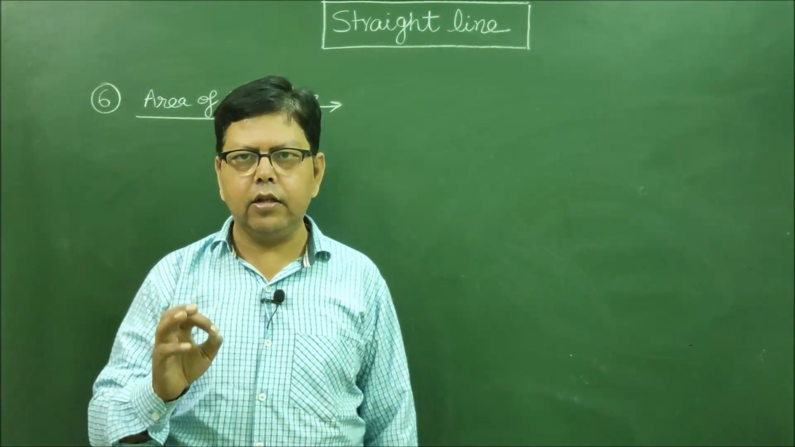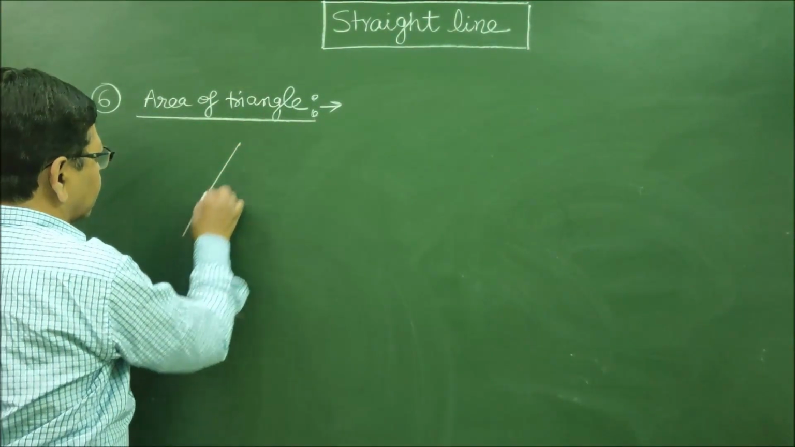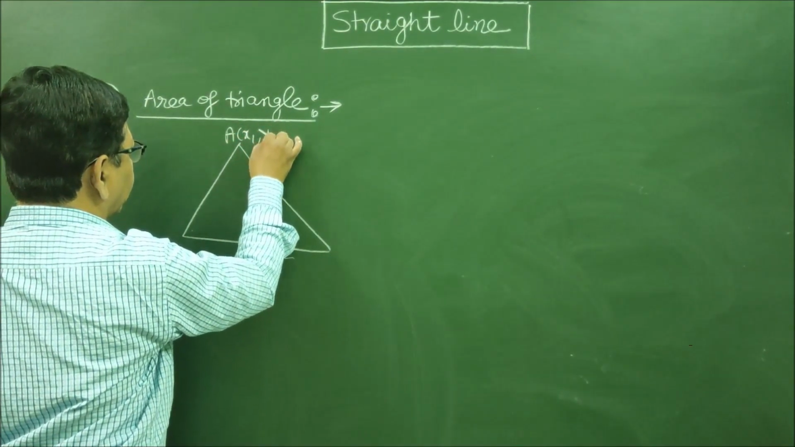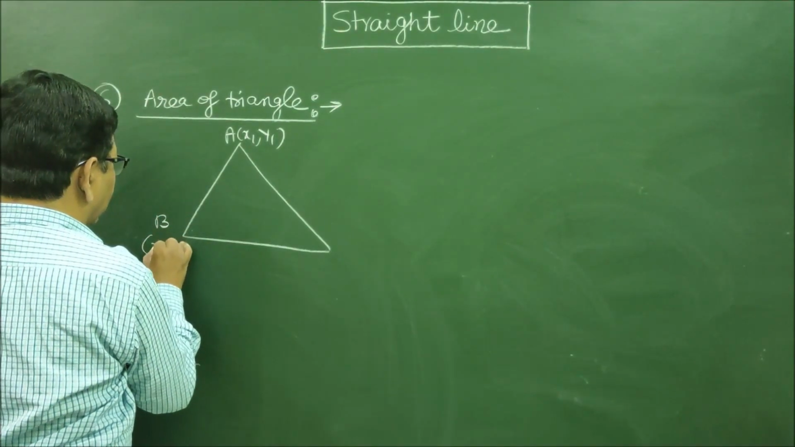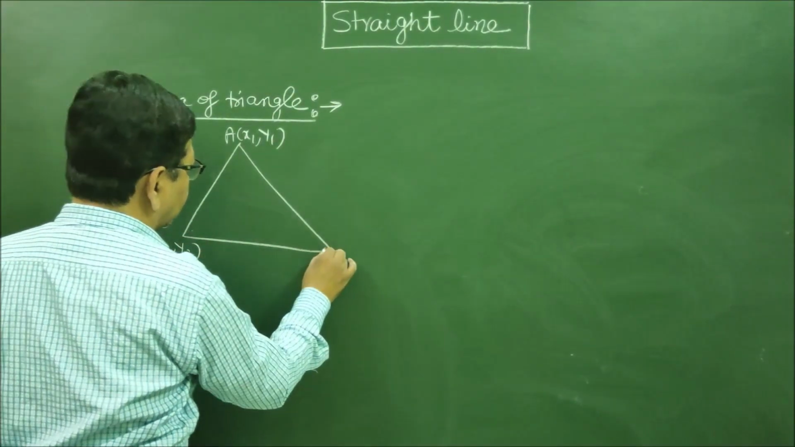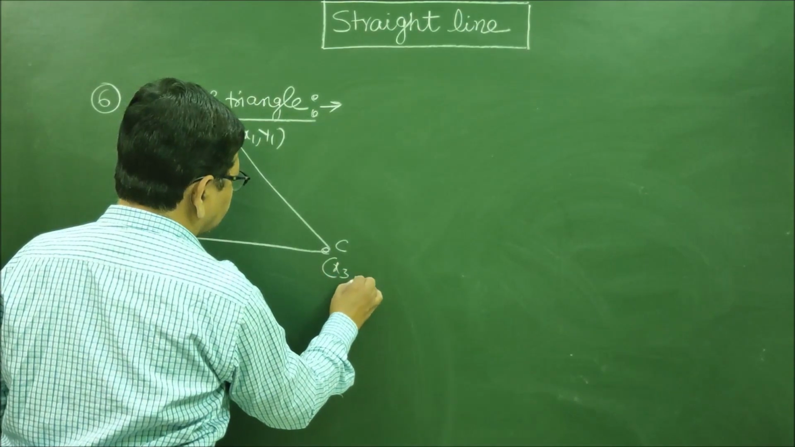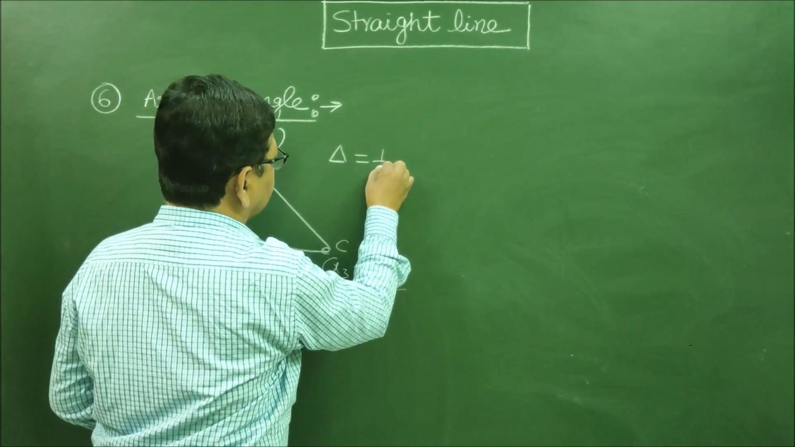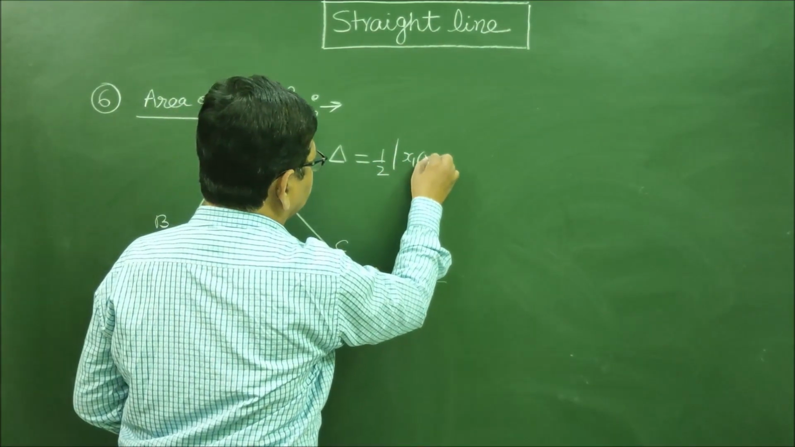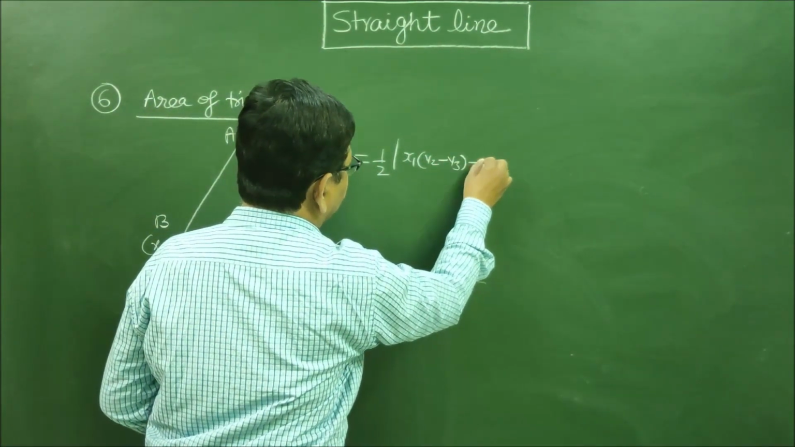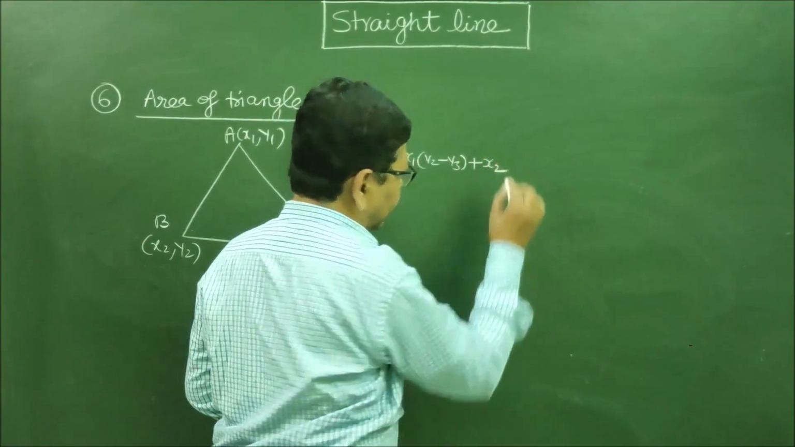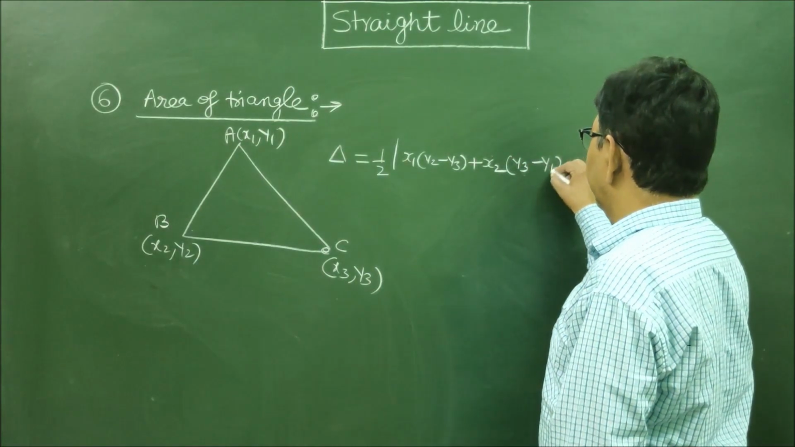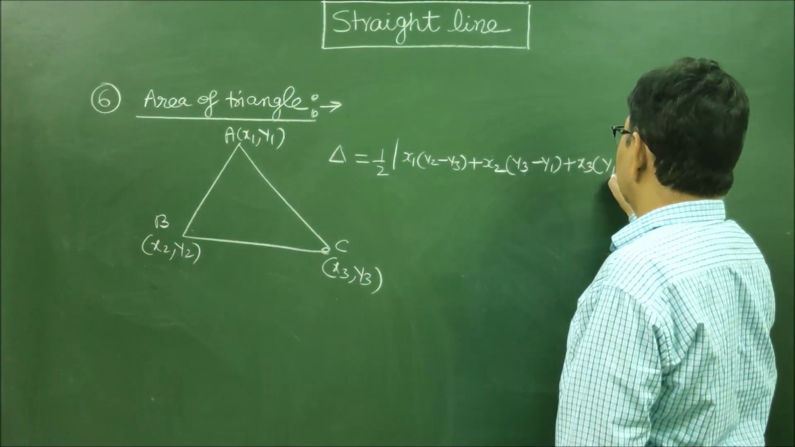Now area of triangle. If the vertices of a triangle A has coordinates x1, y1, B has the coordinates x2, y2, and C has the coordinates x3, y3, then the area of the triangle delta is equal to half mod of x1 into (y2 minus y3) plus x2 into (y3 minus y1) plus x3 into (y1 minus y2).